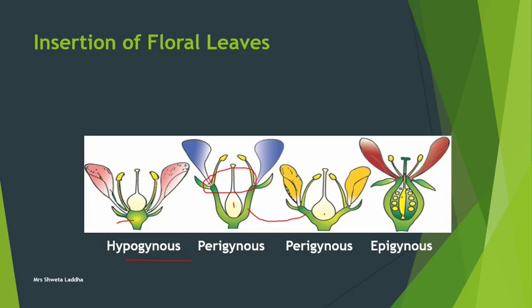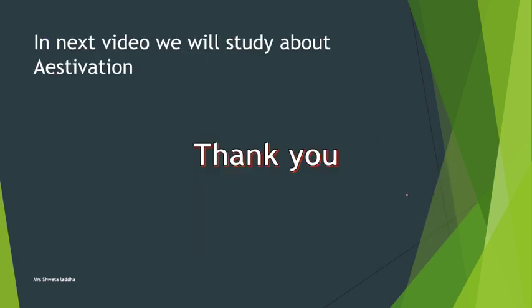Whereas in epigyny, above the gynoecium, all the floral whorls are at the top, they are above, and the gynoecium is at the bottom. The thalamus is fusing with the ovary, covering the entire ovary, and here an inferior ovary is present. So I hope, students, you have followed all the three types. A long question of 4 marks is asked on this.